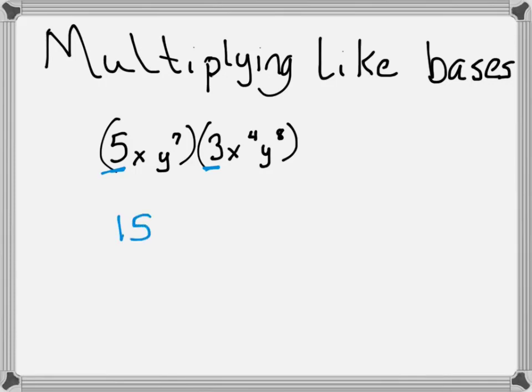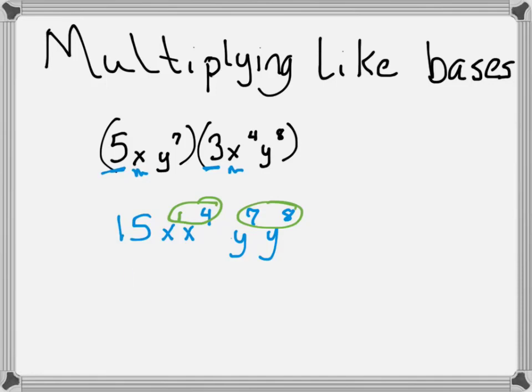I'm going to rewrite it to where my like bases are side by side. So x to the first and x to the fourth. Y to the seventh and y to the eighth. The rule for multiplying like bases is you add the exponents. So the exponent on the one that's not written is a 1, because it's understood to have the first exponent. We raise to the first power if it is a 1, or not written.